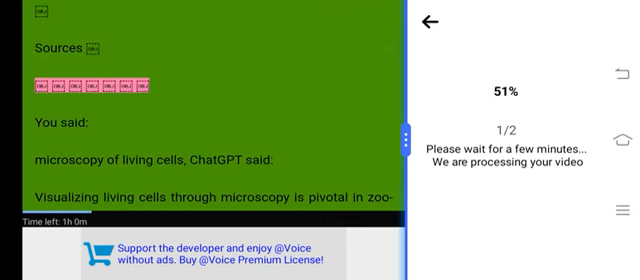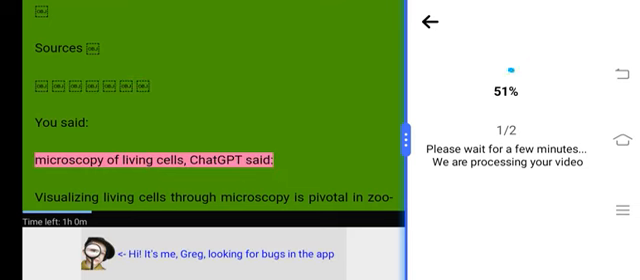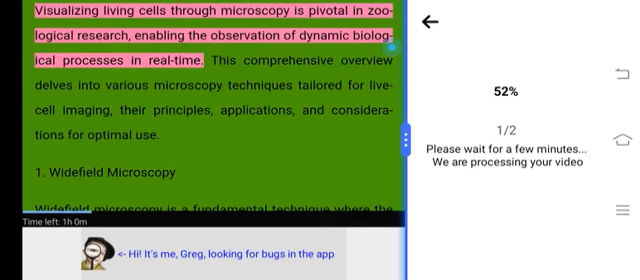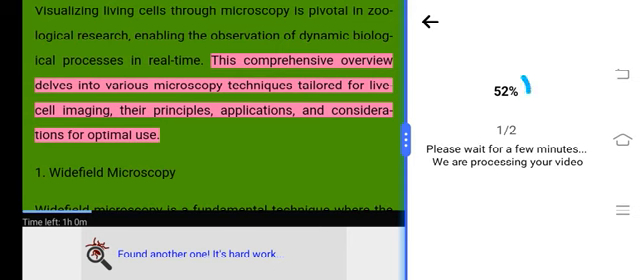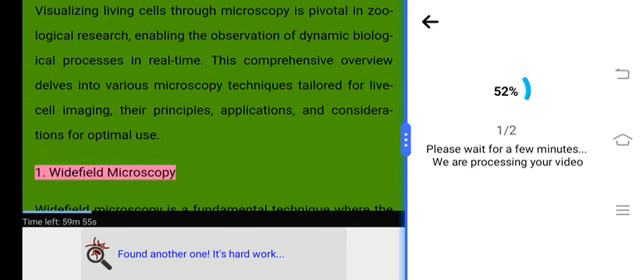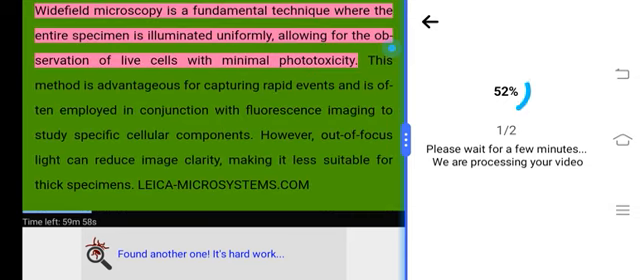Microscopy of living cells. Visualizing living cells through microscopy is pivotal in zoological research, enabling the observation of dynamic biological processes in real time. This comprehensive overview delves into various microscopy techniques tailored for live cell imaging, their principles, applications, and considerations for optimal use. 1. Wide field microscopy.